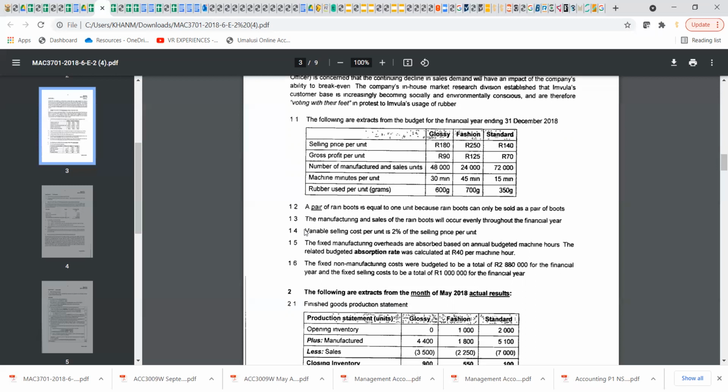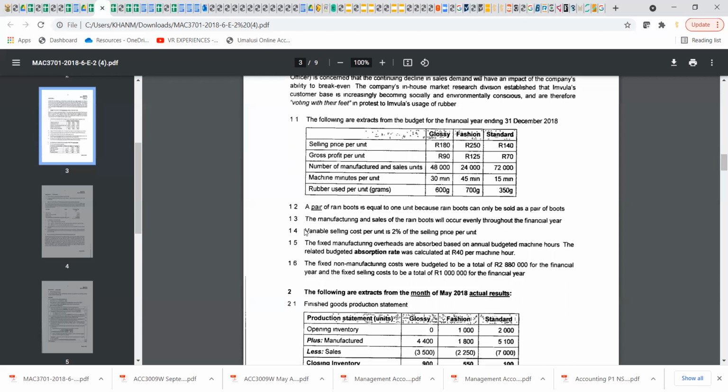Okay. The fixed manufacturing overheads are absorbed based on annual budgeted machine hours. The related budgeted absorption rate was calculated at 40 Rand per machine hour. Okay, so that's very important. So they're giving us the answer already, okay?